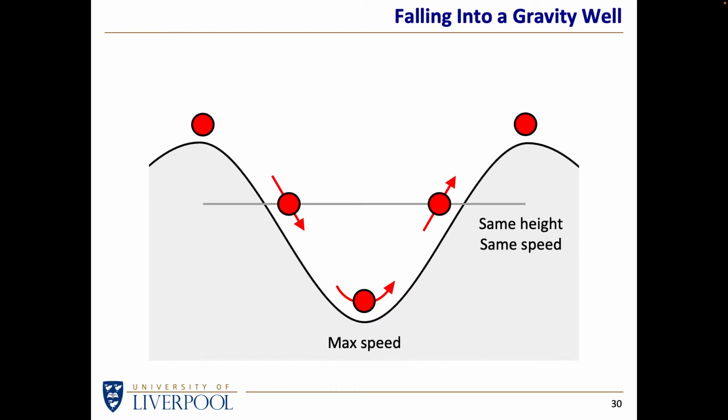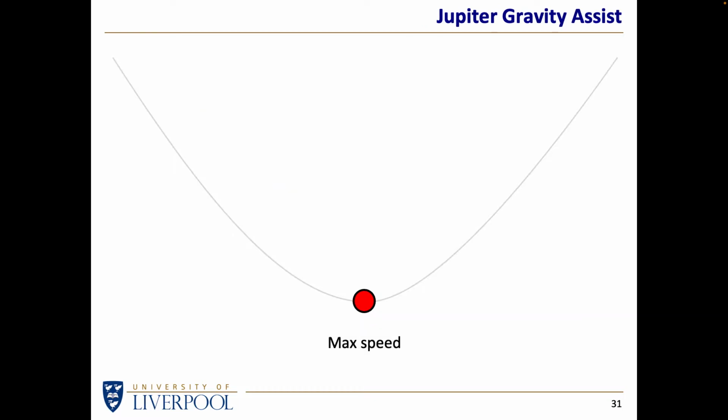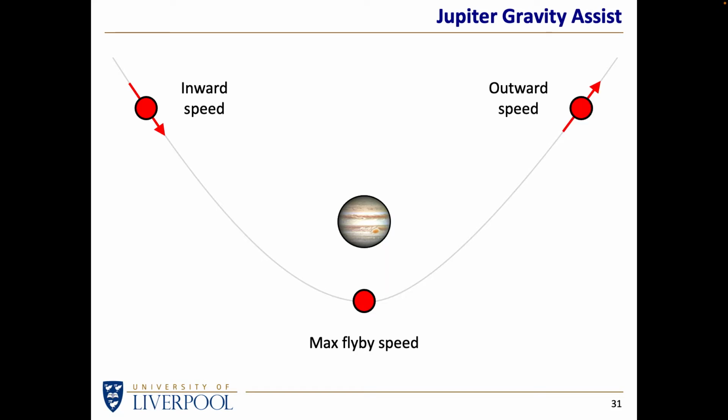So if that's the case, how on earth can we gain anything by slingshotting past a planet like Jupiter, for instance? If we think about this max speed down here, we haven't got a hill anymore, but we are falling into the gravity well of Jupiter. So the max speed at the closest point to Jupiter would be the max flyby speed. But from what we've just said, whatever you gain by falling towards Jupiter, you're going to lose again by coming out away from Jupiter. So how is it worth doing a slingshot past a planet?